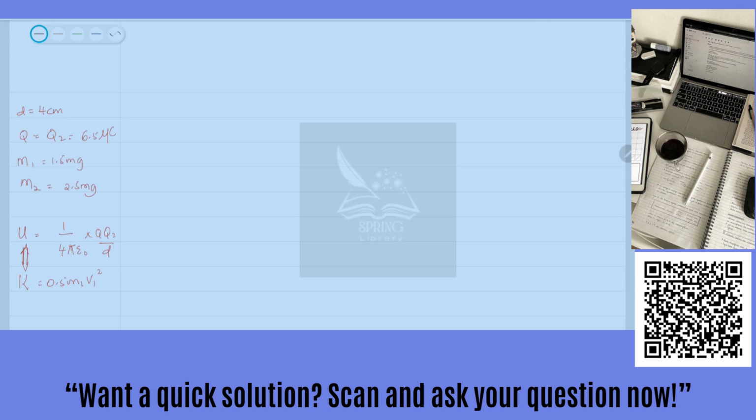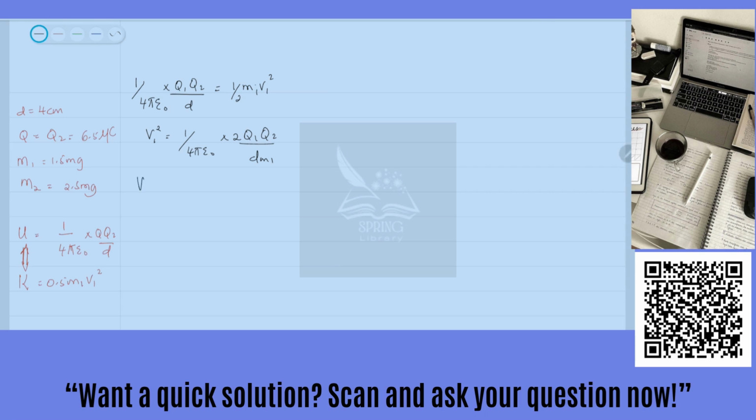Now, if we have that in understanding, then we're good to go. So therefore, we need to substitute the known values, so that 1 over 4 pi permittivity multiplied by Q1, Q2 over D should give you half of m1 v1 squared. So therefore v1 squared should be equal to 1 over 4 pi constant multiplied by 2 of Q1 Q2 over d m1. Okay.